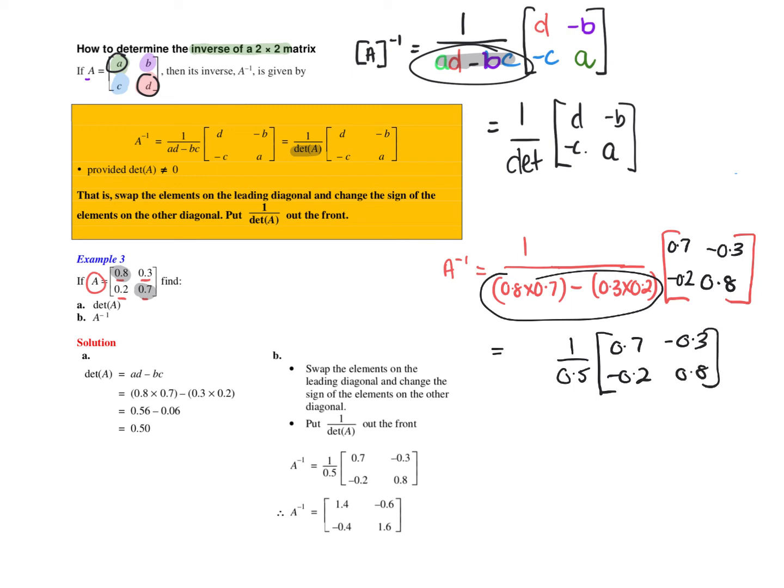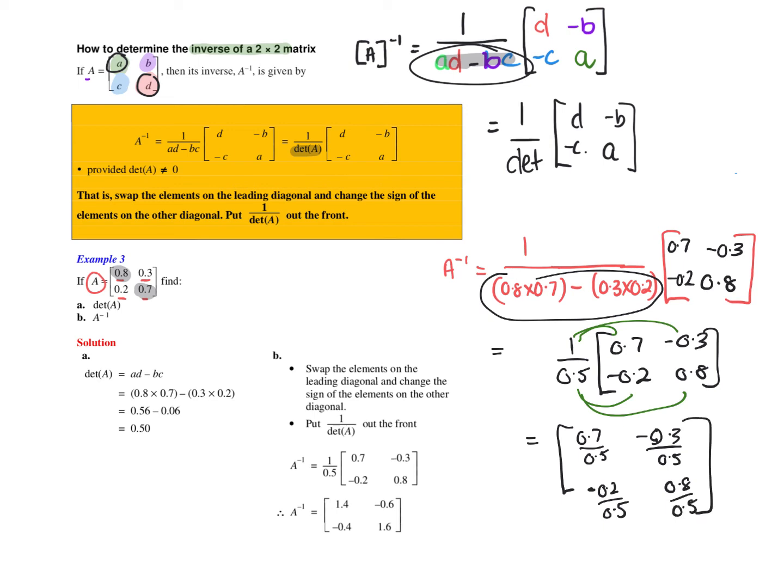And then what you're essentially doing is a scalar multiplication. So you end up with 0.7 over 0.5, negative 0.3 over 0.5, negative 0.2 over 0.5, or 0.8 over 0.5. And then obviously you work that out on your calculator and you end up back here.